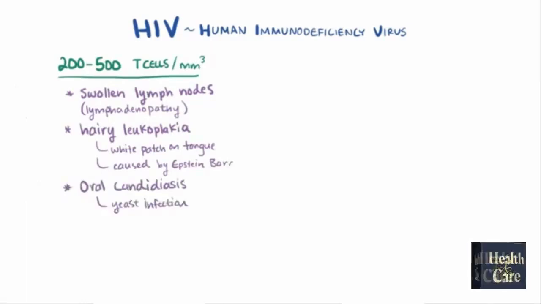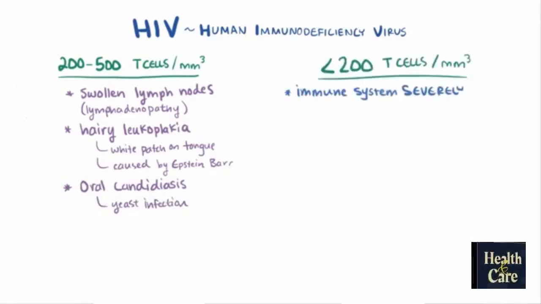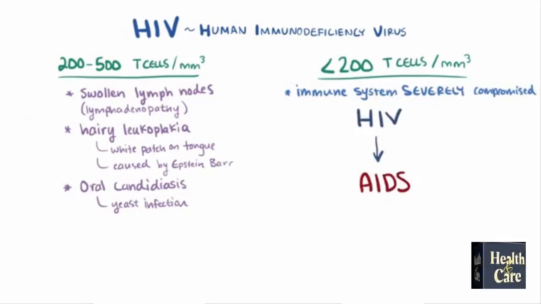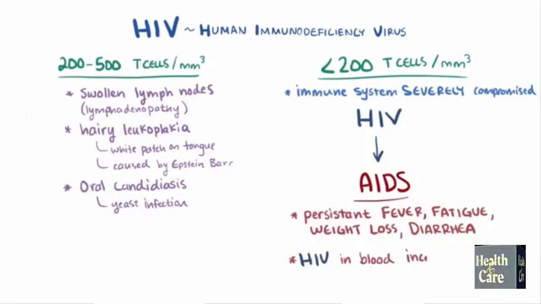As more T cells are lost, and the level falls below 200 cells/mm3, the immune system becomes severely compromised, and at this stage the condition has progressed from HIV disease to AIDS. At this point, people experience things like persistent fever, fatigue, weight loss, and diarrhea. And the HIV RNA count in the blood might increase significantly.